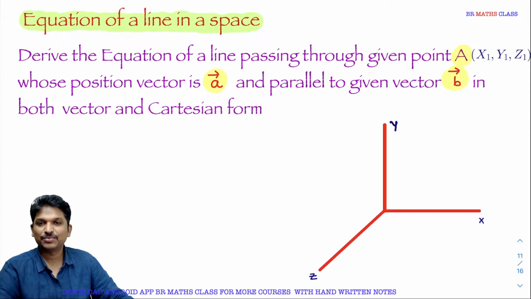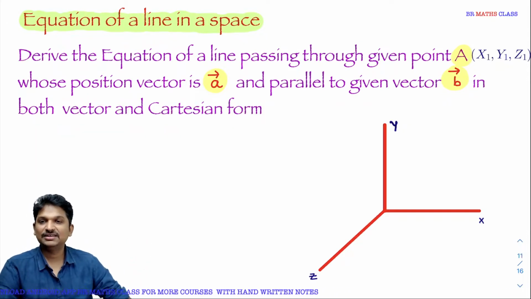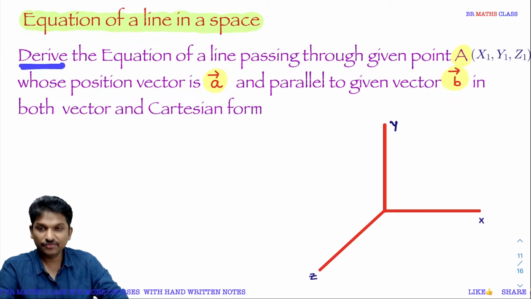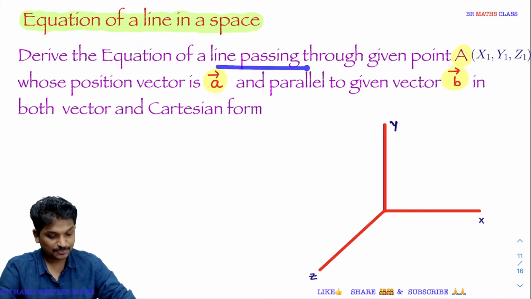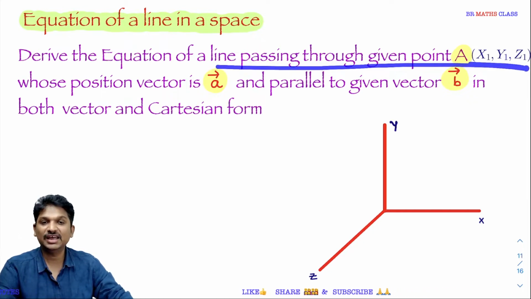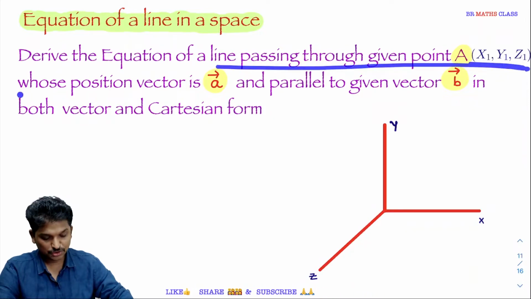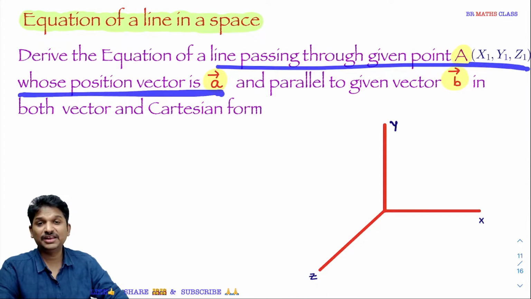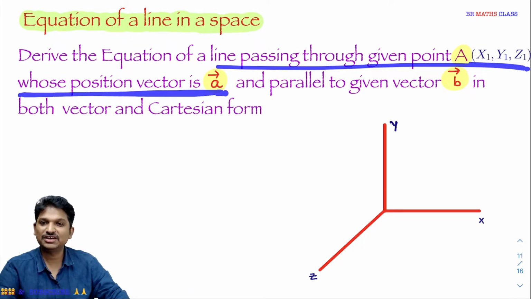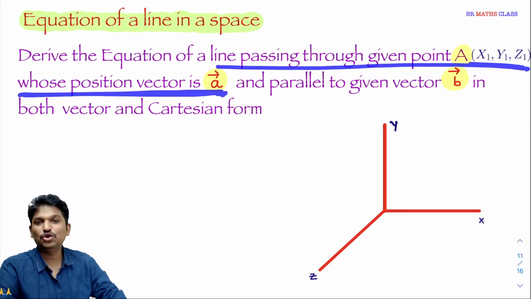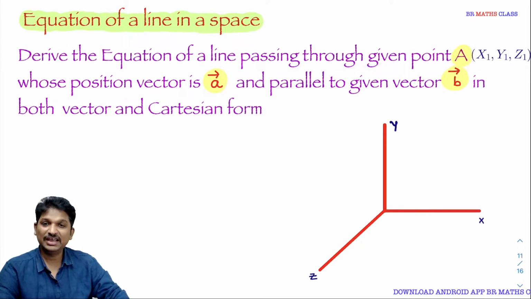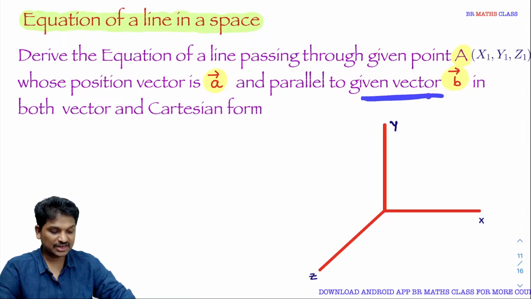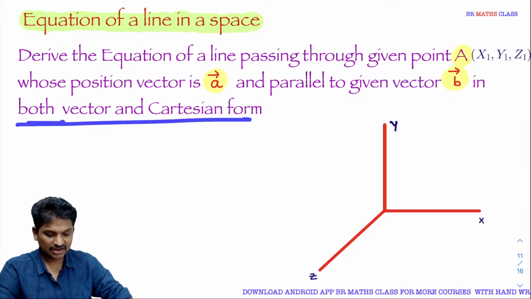Equation of a line in space. Right, what is this question? We need to derive the equation of a line. That line is passing through the point A, whose position vector is A bar. I said in the beginning, if you want to learn 3D geometry, you must be good in the vector algebra chapter, right? If you are not good in vector algebra, please learn vector algebra first. If you don't know what a position vector is, understanding 3D geometry is complicated, right? However, I'll explain, okay? And parallel to a given vector B bar, in both vector and Cartesian form.